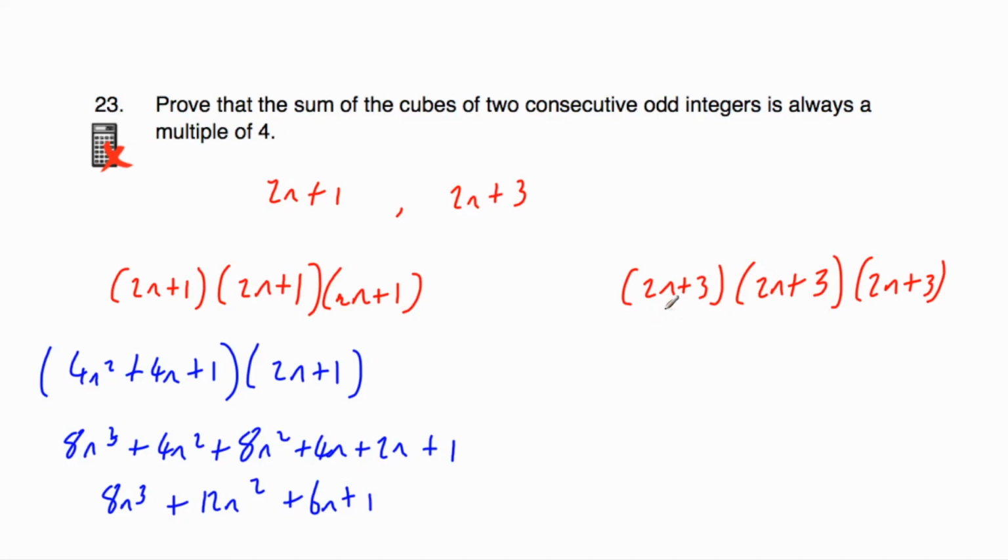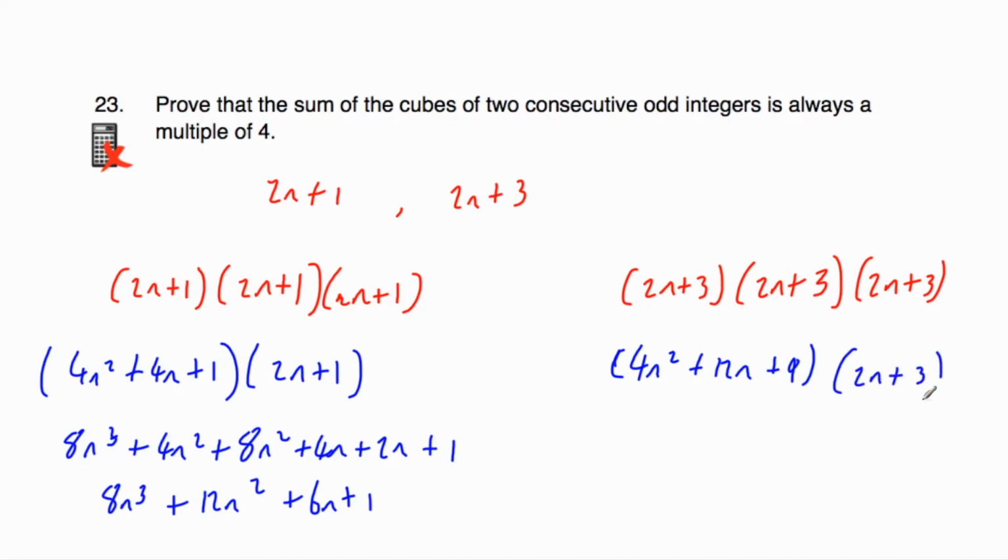Fantastic. Now let's do the same for our 2n plus 3 cubed. So we've got 2n plus 3 times 2n plus 3, our first pair of brackets. When we multiply these two pairs of brackets we would get 2n times 2n is 4n squared. Then we've got 2n times 3 and 3 times 2n. Well, 2n times 3 is 6n, and then we get another 6n, add them together will be plus 12n, and then we've got 3 times 3, which is plus 9.